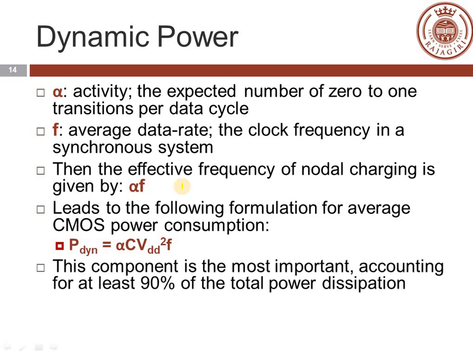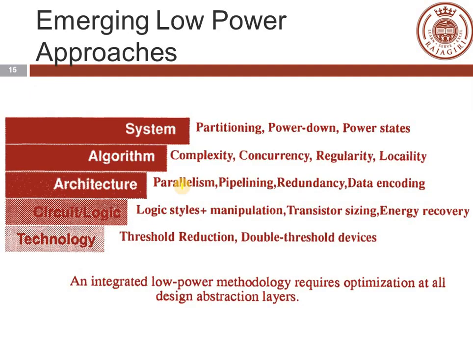And this component is the most important one, accounting for at least 90% of the total power dissipation. So in the dynamic power consumption, we need to focus on the power dissipation due to switching activity, that is due to parasitic capacitance charging and discharging. Now we will be focusing on emerging low power approaches, which are being adopted by the industry. These approaches can be divided into 5 layers.